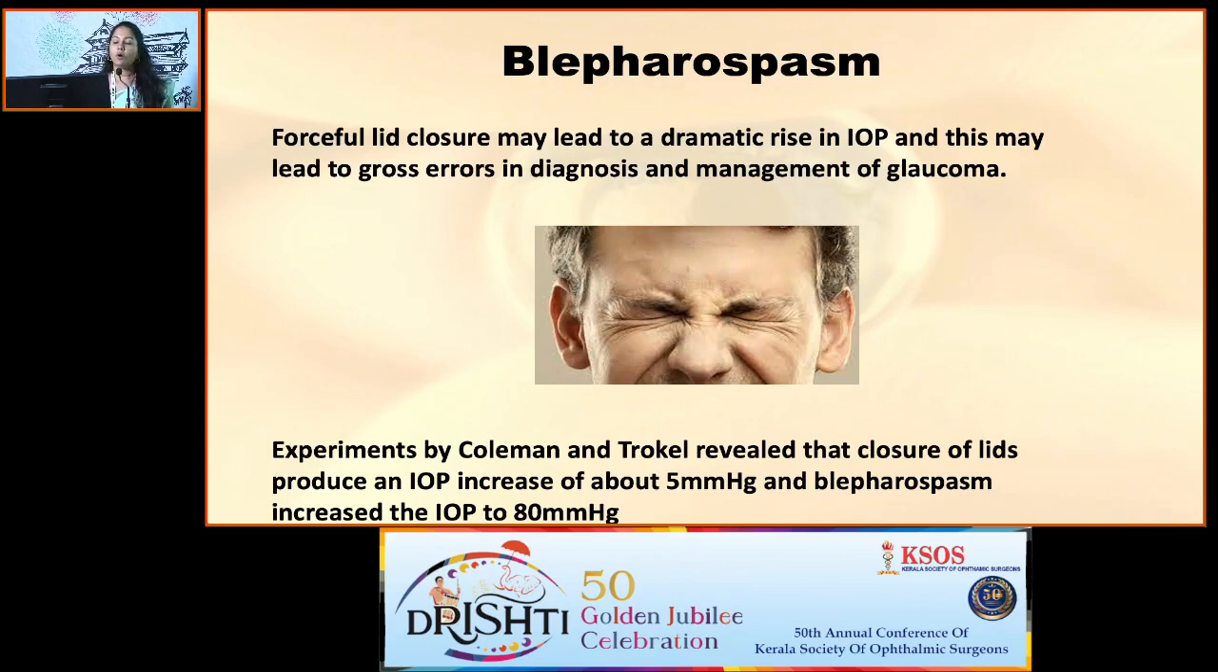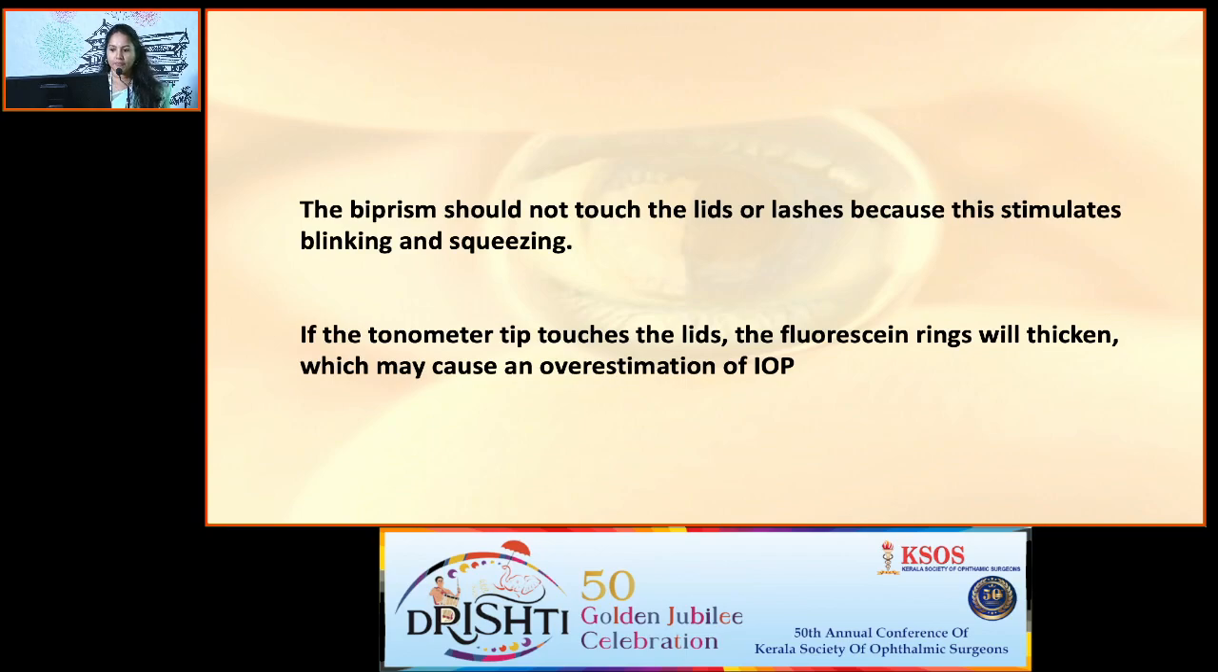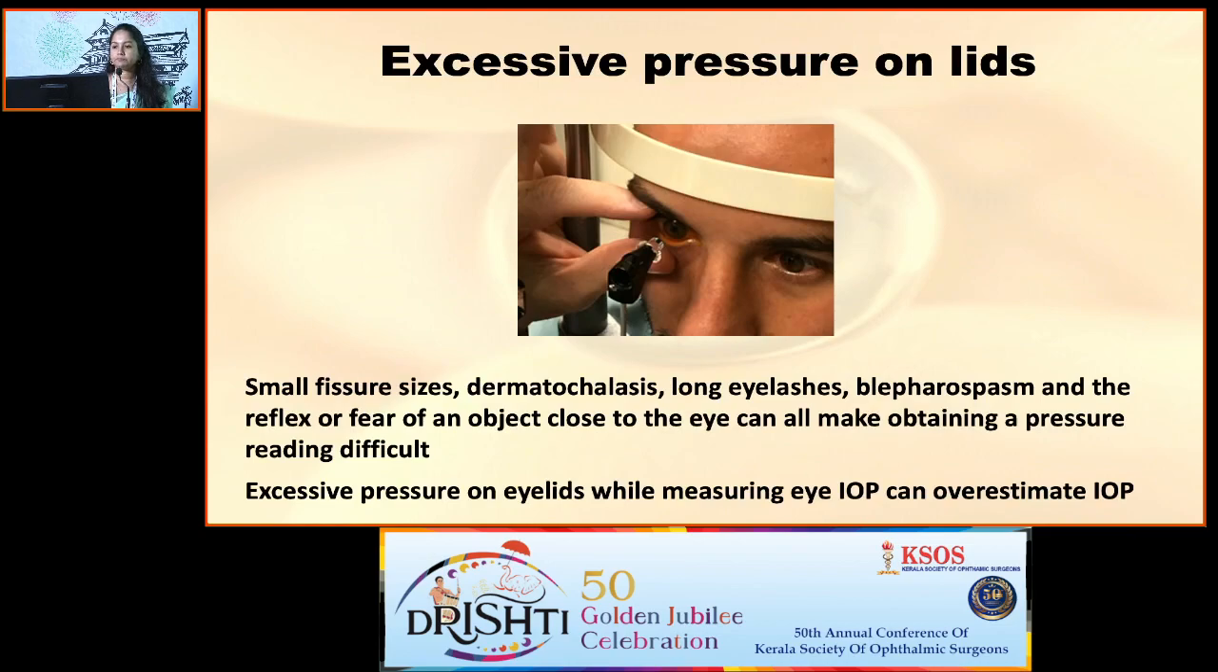Blepharospasm can also cause overestimation of IOP, even up to 80 millimeters of mercury. So with the biprism, you should take care not to touch the lids or lashes because this stimulates blinking and squeezing. And if the tonometer tip touches the lids, the fluorescein rings will thicken, which may cause an overestimation.